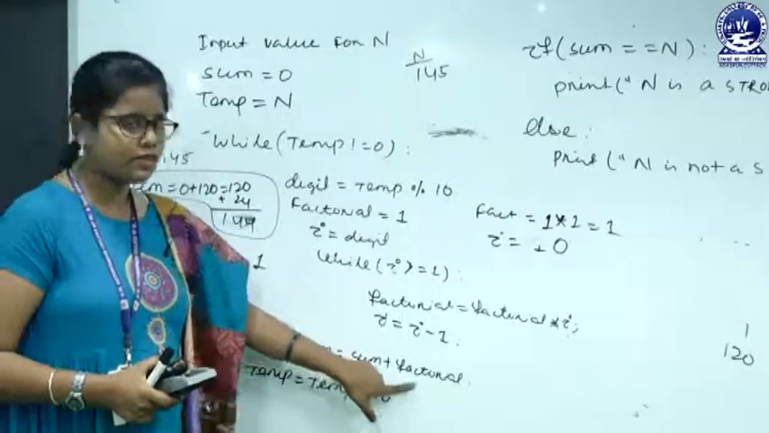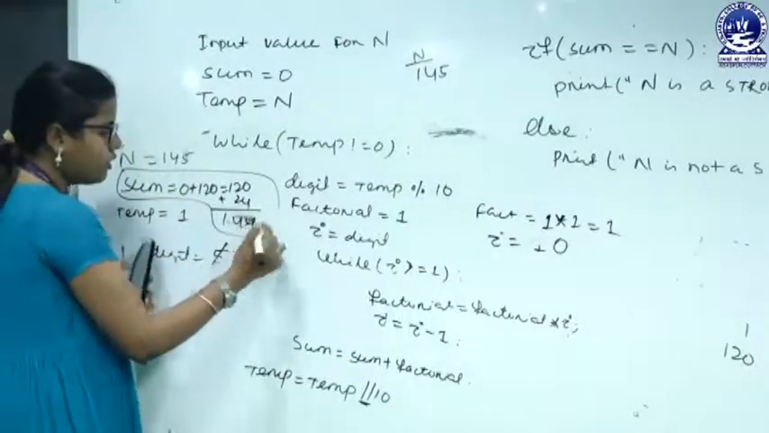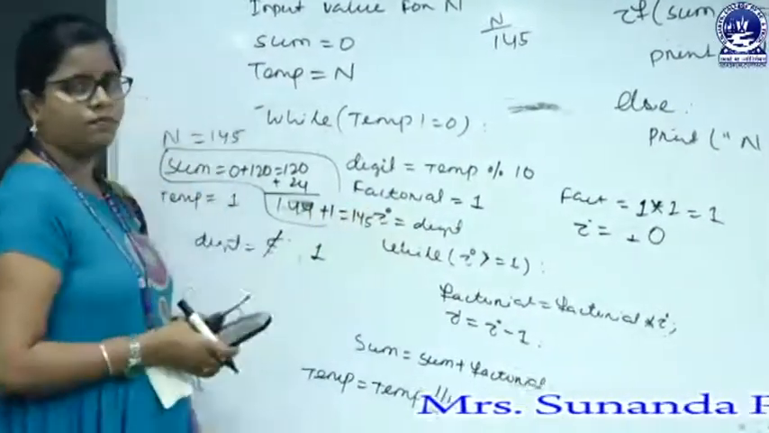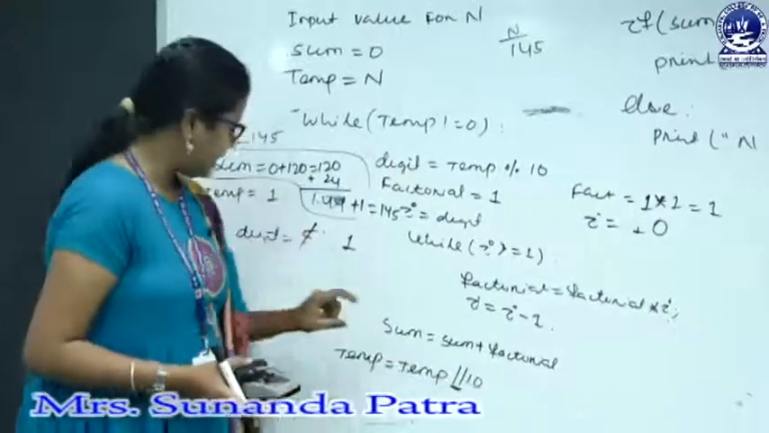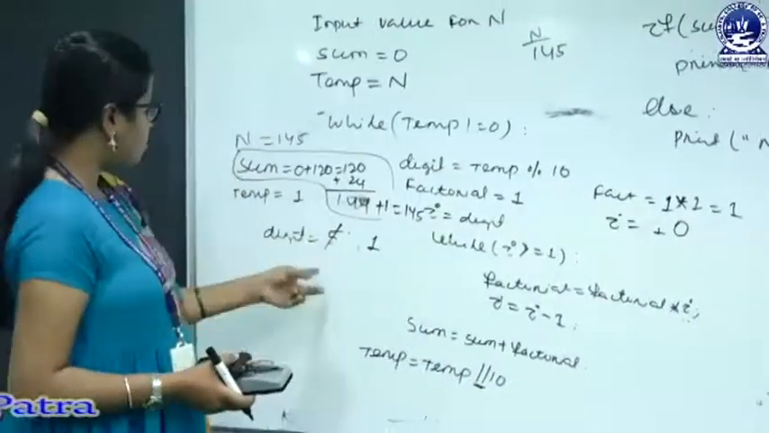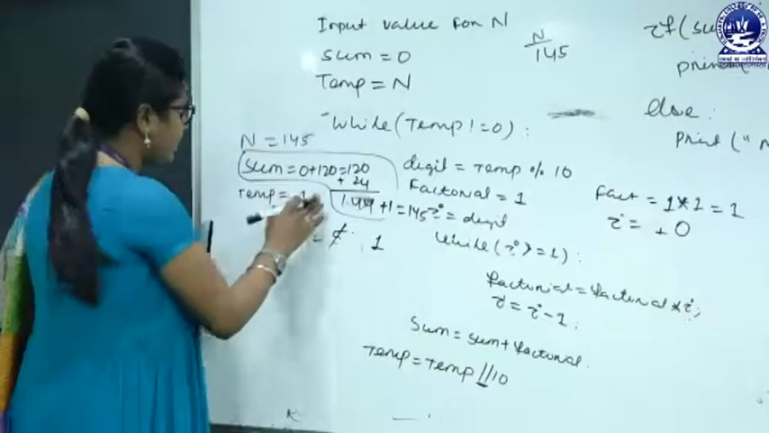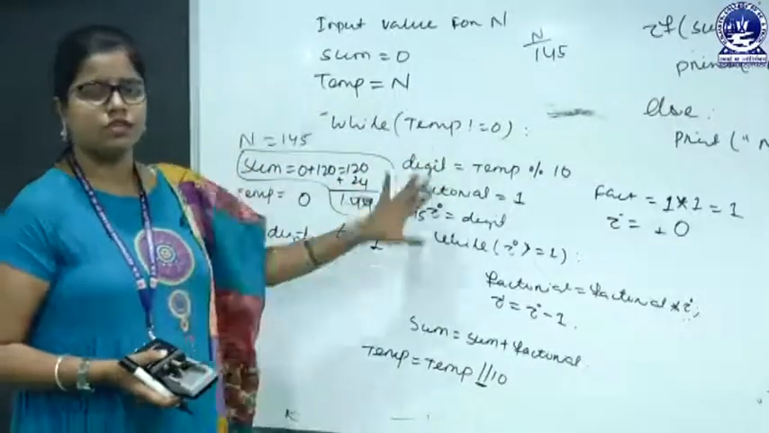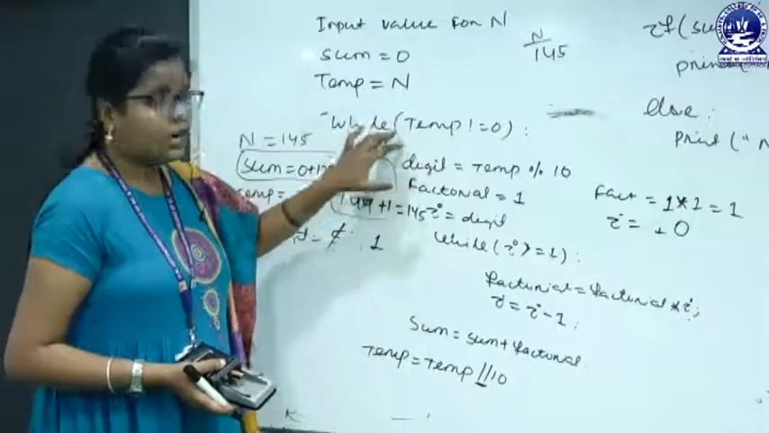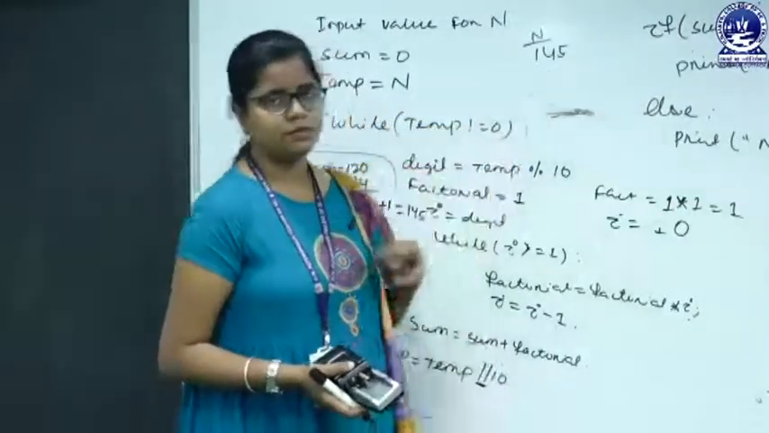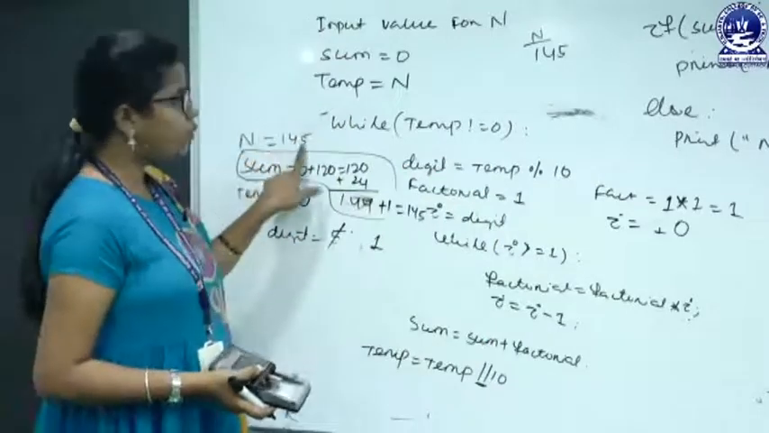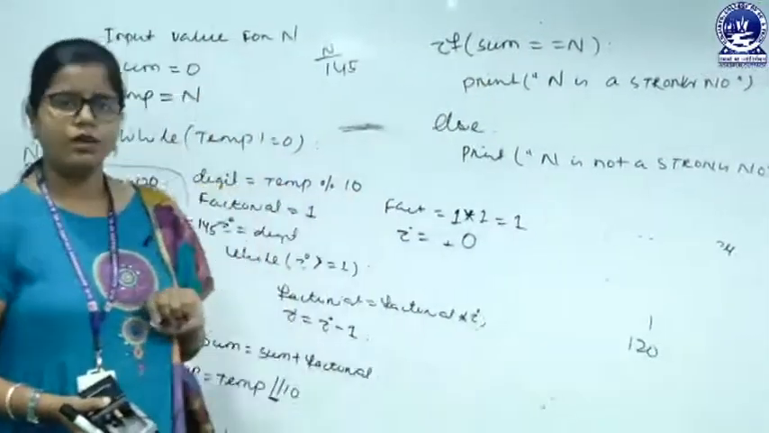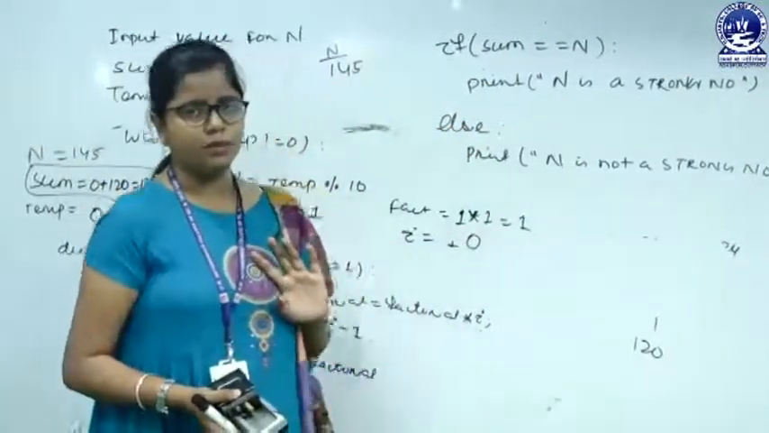Sum equals sum plus factorial. Sum is what? 144 plus factorial is what? 1. So what is that? 145. Now temporary equals temporary by 10. 1 by 10, so what is that actually? 0. Now 0 is not equal to 0, condition false. We will go out of the while loop. Here, what is n? 145. What is sum? 145. So sum equals n. 145, so n is a strong number.